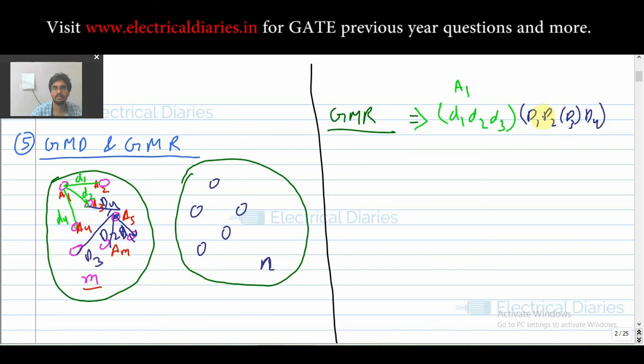In this fashion you will go on, and finally you have to remember what power you will put. The power you will put here is 1 upon M square, where M is the number of conductors in that set. That is the overall feeling of this GMR. Always remember the power. The takeaway is to remember this power and understand what you actually have to do. Okay, now let us calculate the GMD.